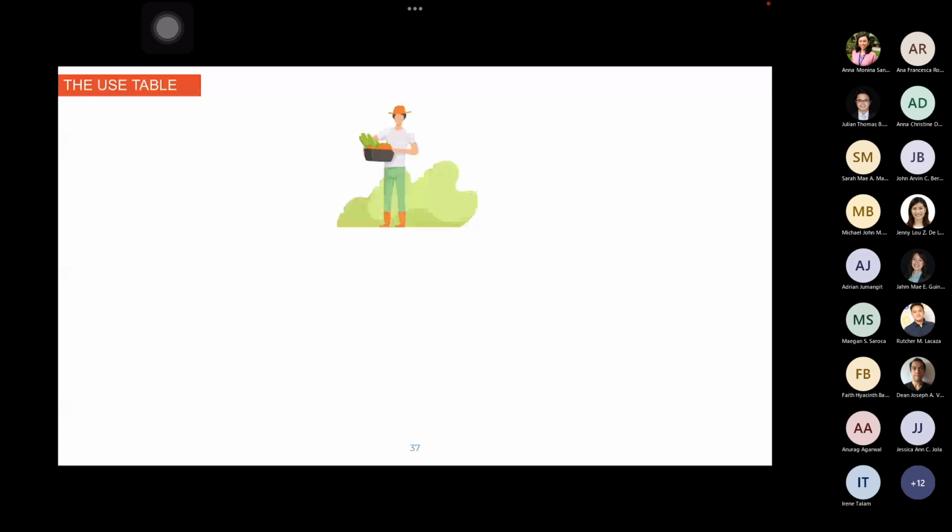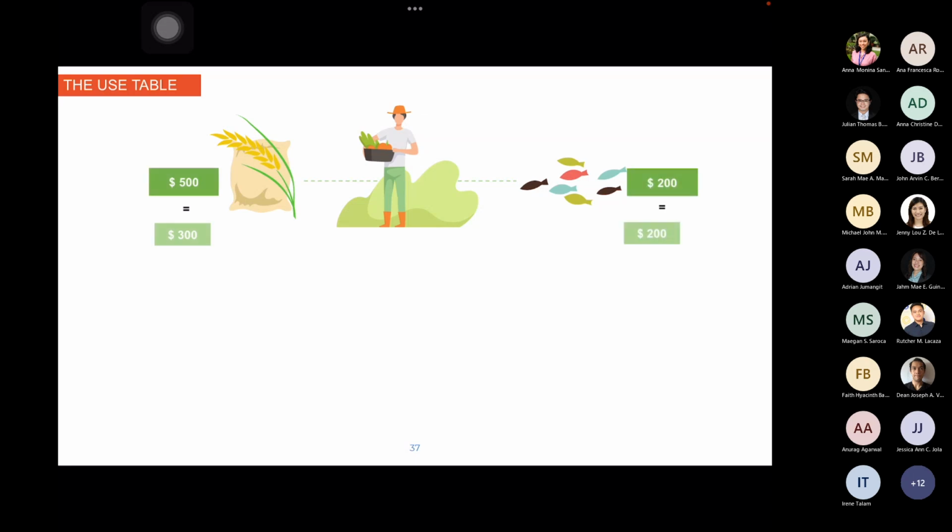So, similar to the example by Nina a while ago, let's say that an economy has agriculture as its sole industry. So, we have here crops and fish as existing resources derived from the supply table. And suppose that we have a supply of $500 worth of crops and $200 worth of fish in the economy. So there are many ways that these resources can be used.